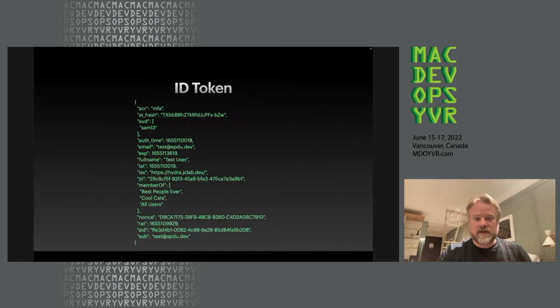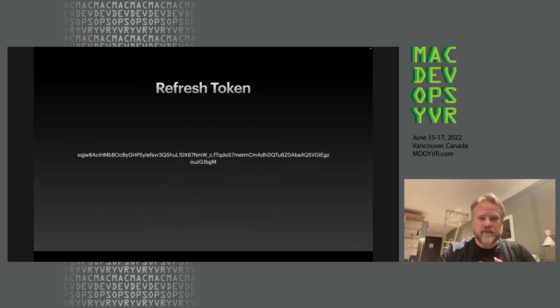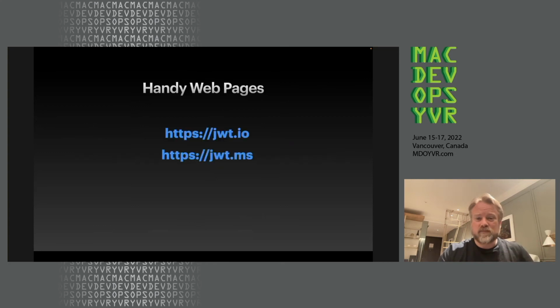And if you were to decode this, you'd get something like this, which is a very basic access token or ID token with a couple of pieces of information about you: an email, some other things like that, an issuer, and member of, maybe what groups you might be a member of. It's a refresh token. Refresh tokens, again, are typically opaque, so you don't even know what they are. And a couple of handy web pages for you, jwt.io and jwt.ms. They will both decode tokens for you, so you don't have to do a lot of that yourself.